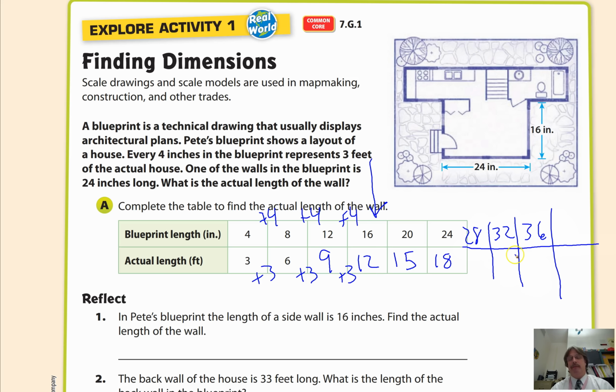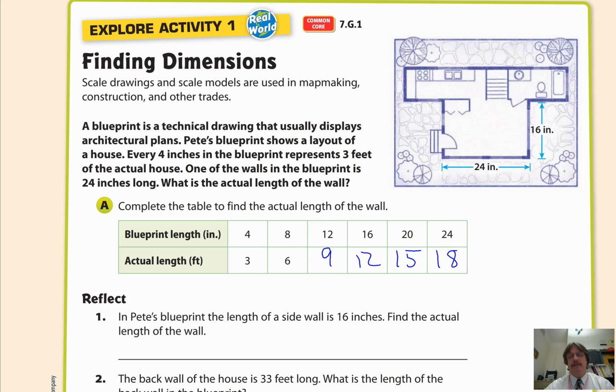We're going to have to do a couple of things here to figure this out. You'll need to figure out what this value is going to be, and this one, and this one. I've given you enough information here to do that. From the filled in rate table, we can look at this. The back wall of the house is 33 feet long.